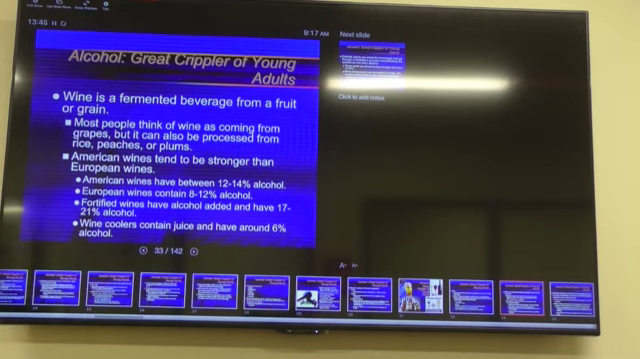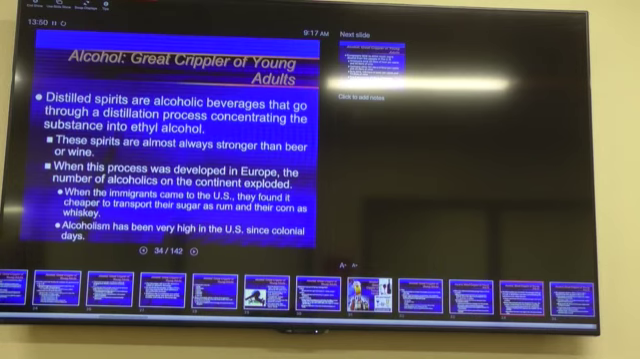Wine coolers contain juice and have around 6% alcohol. And so that's the way it works. Distilled spirits are alcoholic beverages that go through a distillation process, concentrating substance into ethyl alcohol. These spirits are almost always stronger than beer or wine. When the process was developed in Europe, the number of alcoholics on the continent exploded because they have to drink alcohol. They didn't have anything else to drink. They couldn't drink the water. You can drink milk, I guess, but the alcohol was a lot stronger, and all of a sudden people were just drunk as skunks all over the place.